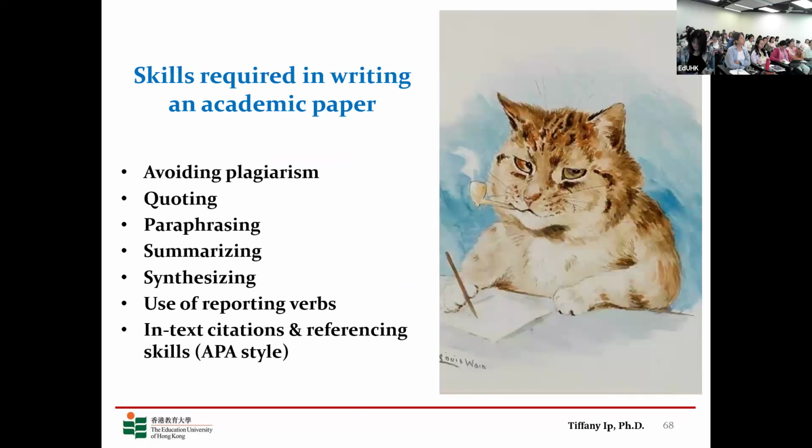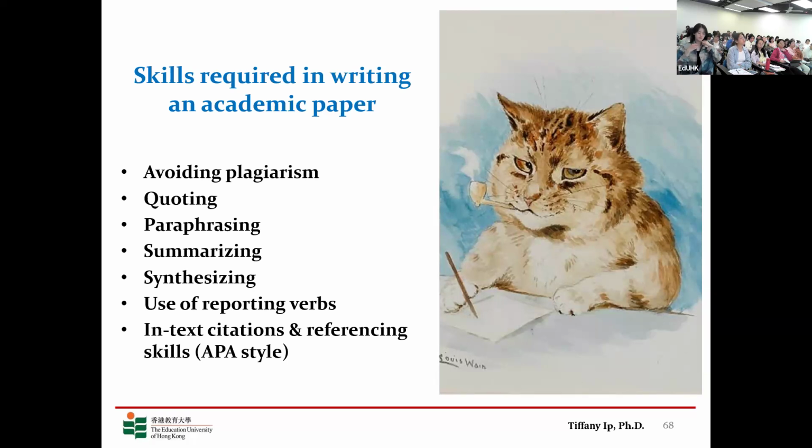Now, okay, we will look at the skills that are commonly required in writing an academic paper. So avoiding plagiarism, quoting, using direct quotes, paraphrasing, summarizing, synthesizing. We'll mention that a little bit later today. Use of reporting verbs. Yesterday, I asked you to brainstorm as many as you can. So this is also important. In-text citations and referencing skills, APA style, we talked about that yesterday. So we'll incorporate them as well into today's writing practice.